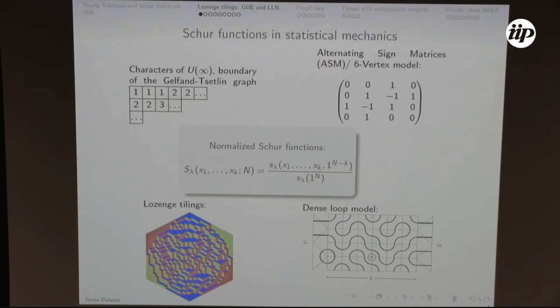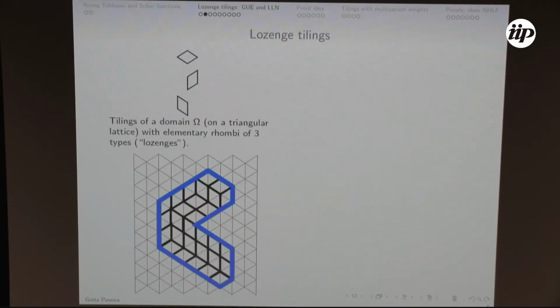So I will now go to lozenge tilings. What are lozenge tilings? We have a triangular grid. We draw a domain in the grid, so this blue region here, and we tile it with the 3 types of rhombi. There are 3 ways you can connect two adjacent triangles from the grid. And of course, a tiling means that you don't have any overlaps and that you don't have any holes in the domain. And so this is one particular tiling, or a particular configuration of the model.